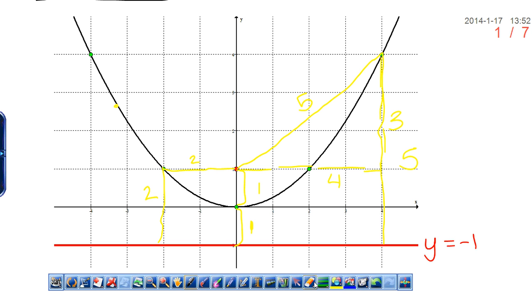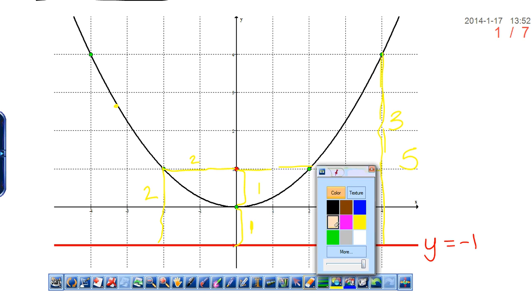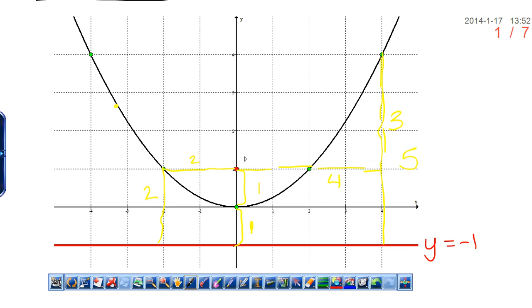Okay, this fixed point is called, what do you think? What have our fixed points been? Focus. Yeah, this is our focus. And this line is something new because we've only done fixed points so far. This is what we call a directrix.